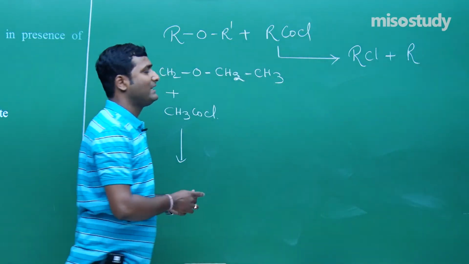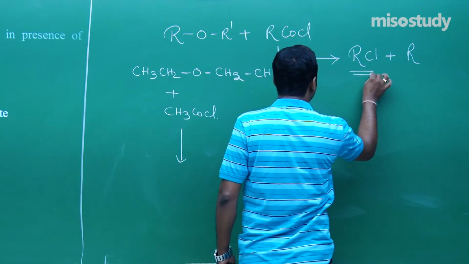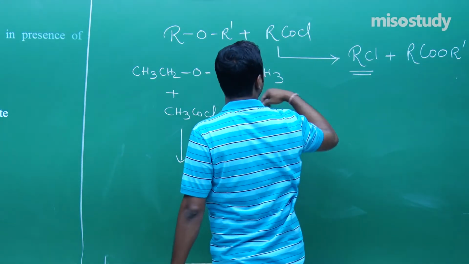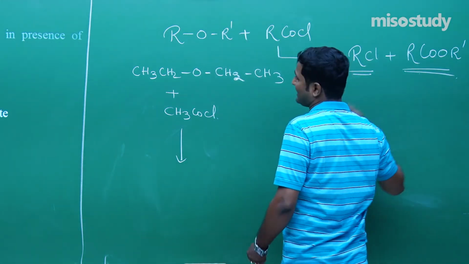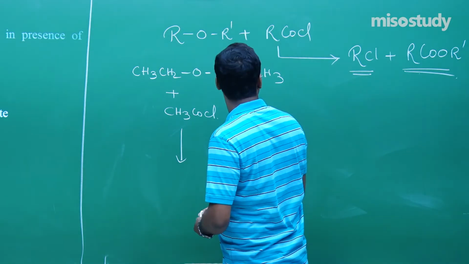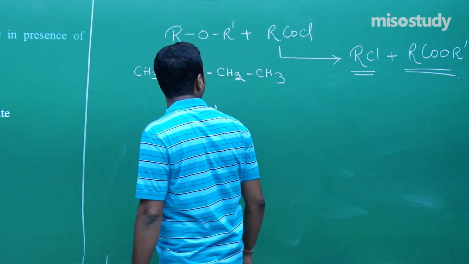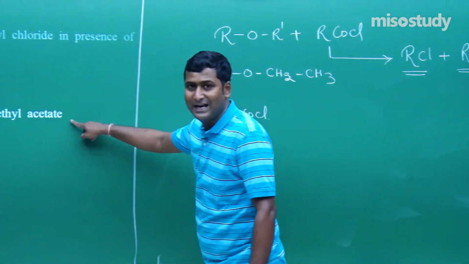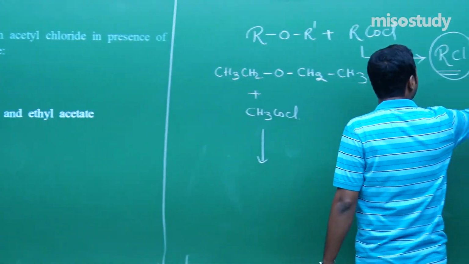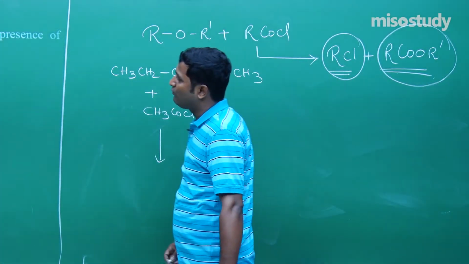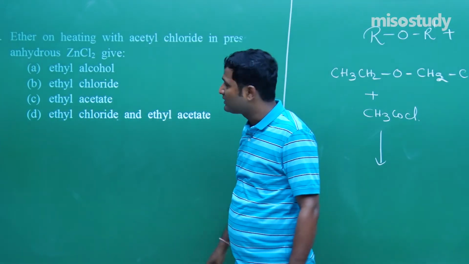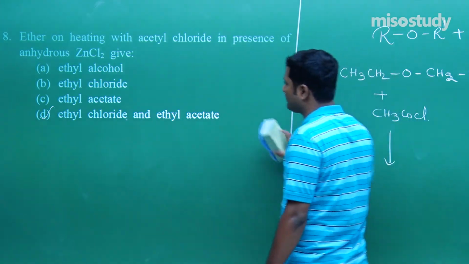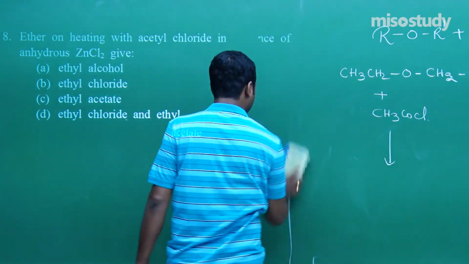RCOCl, clear to you? Then in this case, one product is halide and the second product is ROR, that is the ester. So the product is ethyl chloride and ethyl acetate. One product is chloride and the second product is ester. So in this case, what will be the correct option? Sir, D is the correct option. Clear? Now friend, I'm going to rub this part and we'll discuss the next one.